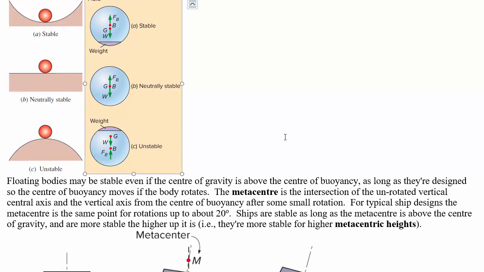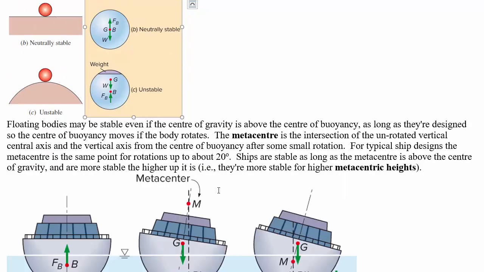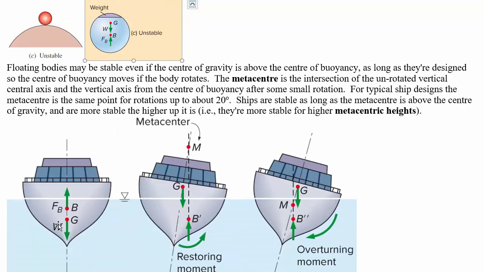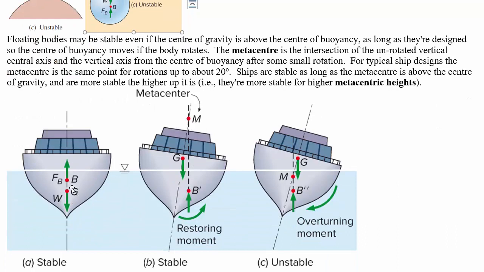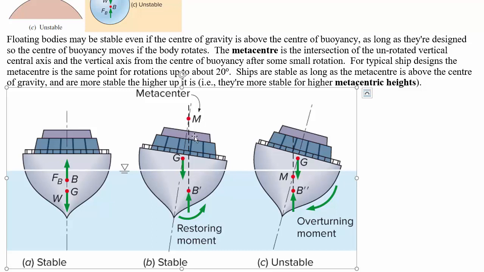Floating bodies can be stable if the center of gravity is above the center of buoyancy, as long as they're designed so that the center of buoyancy moves if the body rotates. And this is how ships work, by the way. So for a ship like this, if we move a little bit, then the center of buoyancy will actually move to the side. So even if the center of gravity is up there, it's still going to be stable as long as the metacenter, which is where the vertical line from the center of buoyancy meets the line through the center of gravity from before it tilted, is above the center of gravity.